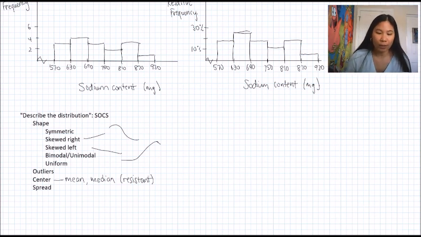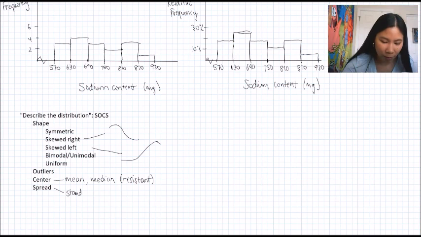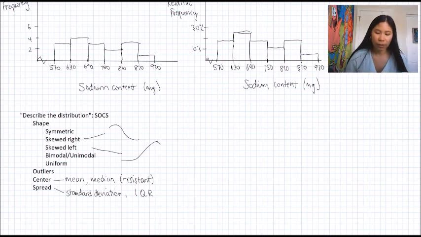The last thing is spread. So spread is like how spread out your data set is. For that, we would either use standard deviation or the IQR. The formula for standard deviation is calculated using the mean, which means if you're using the mean to describe your data set, you're going to use standard deviation to talk about spread. You always have to use the one that goes with whatever center you used.